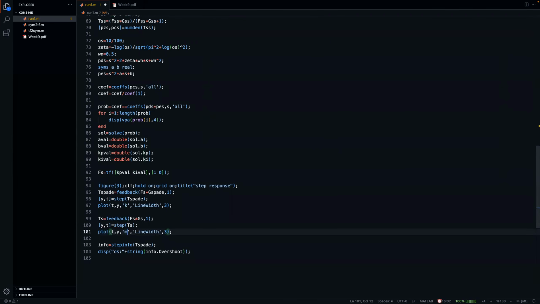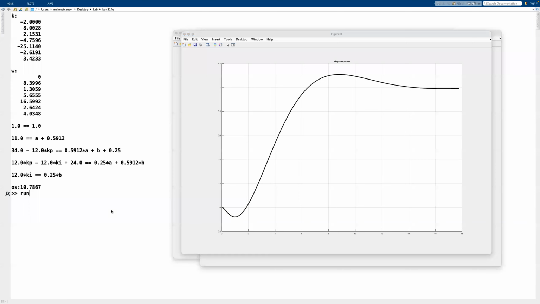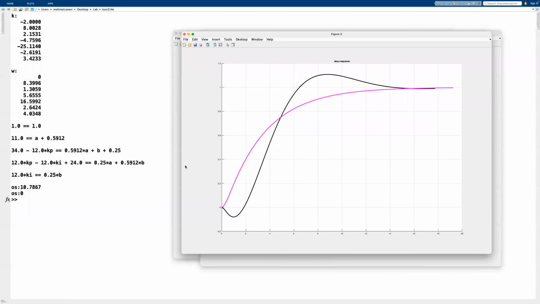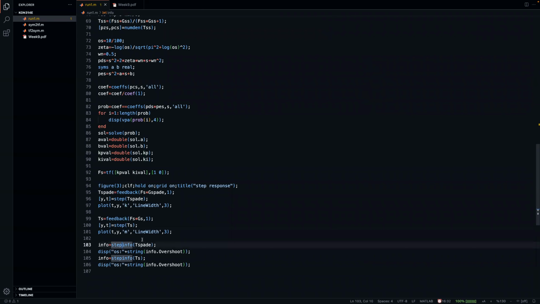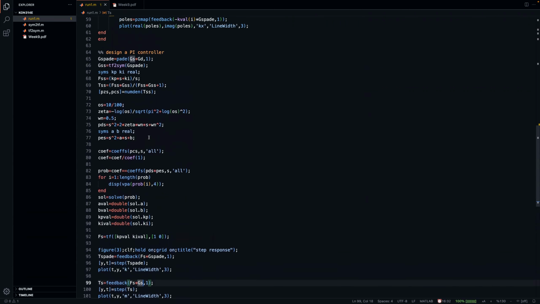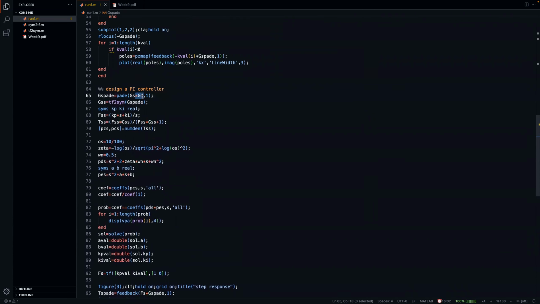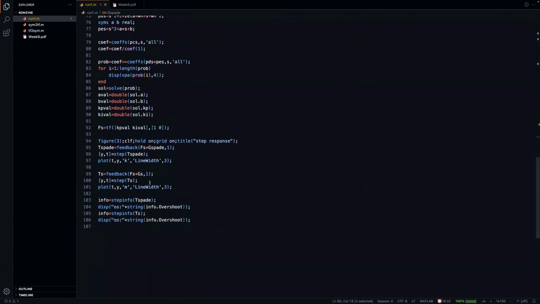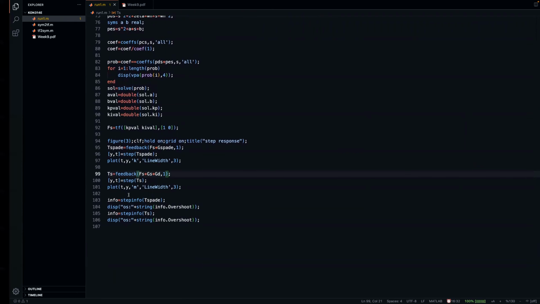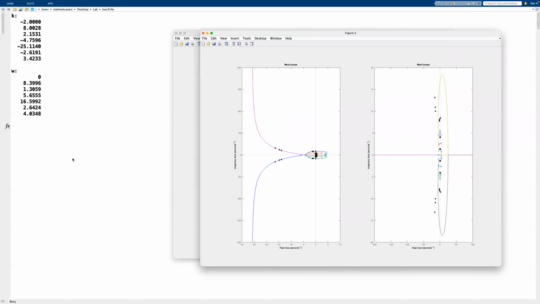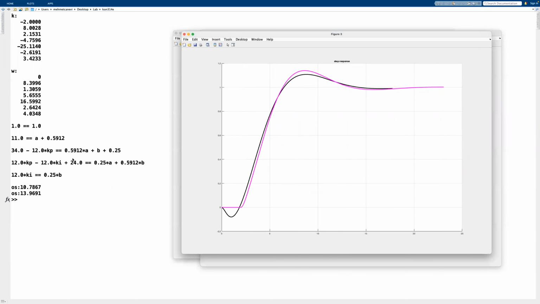And of course, this is going to be T(s). Let's give it another color. It doesn't matter. We have to check the step info of the actual system. G(s) times G_d(s), I guess, because we left out that. Yeah. So we shouldn't leave that out. There we go. Let's run it again. There we go. Now we're talking.